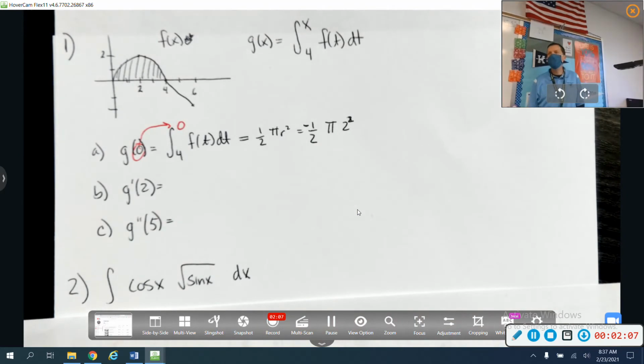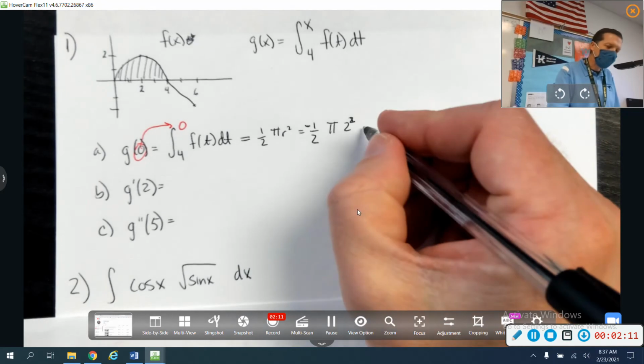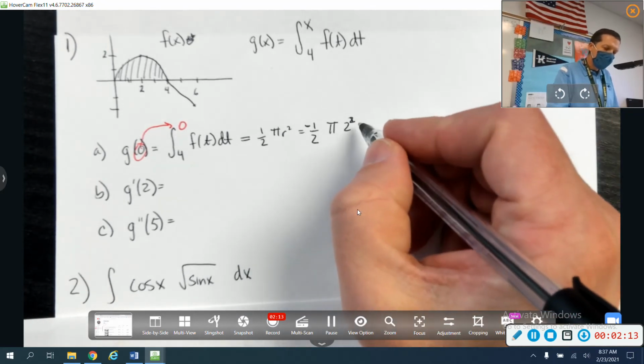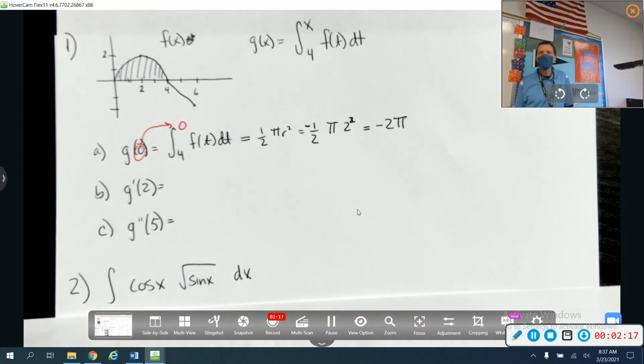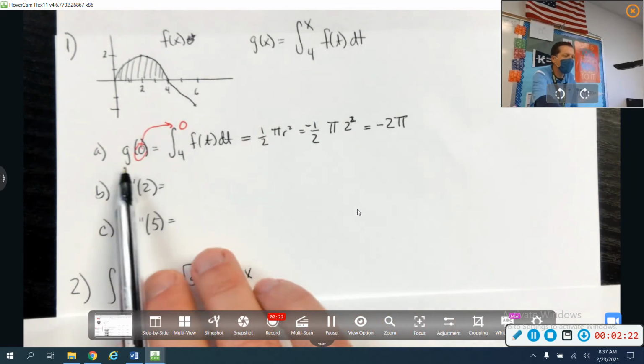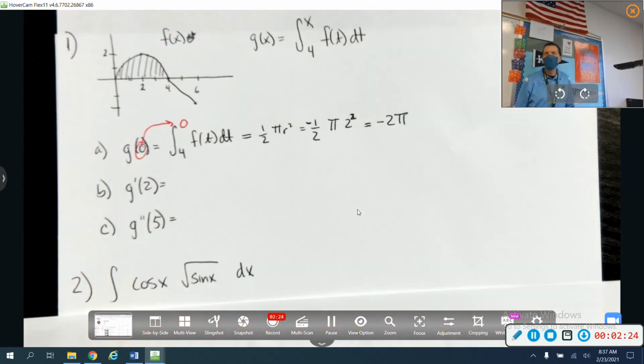That would be a safe stop. You've shown your calculus. You've shown what you're thinking. You've got a calculator-ready answer. If you wanted to go further, negative 2 pi. Because it told you what g is, so use g, plug it in, and do what you need to do.